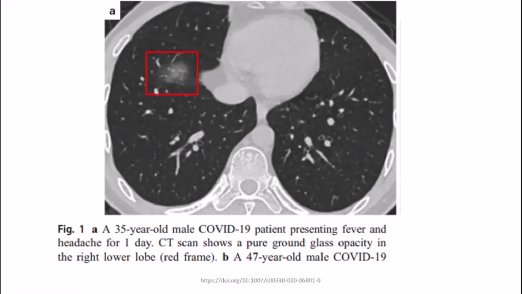This 35-year-old male COVID-19 patient presented with fever and headache for 1 day. The CT scan showed a pure ground glass opacity in the right lower lobe, and it's a hazy lesion that you can see through. You can see the vascular structures inside it, so it doesn't completely obscure the vascular margins. Okay?